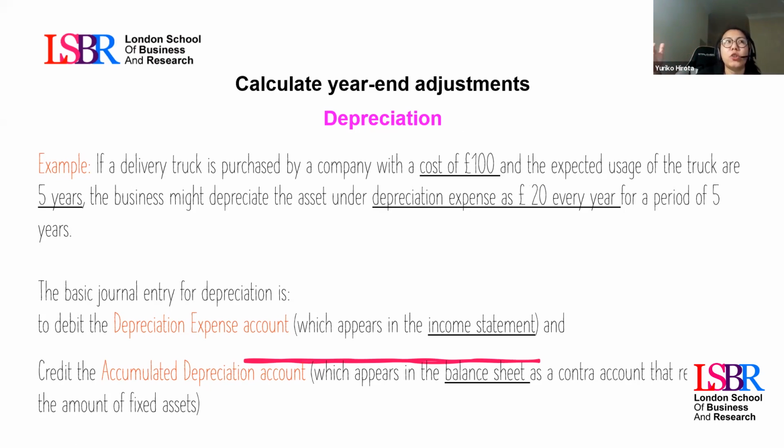And if we sell the truck in year number three and we receive 30 pounds for it, we will have a loss, because in our financial statement the value of the truck is 40, and we receive only 30. I don't know if it makes sense. Or imagine if in the third year we receive 50 pounds instead of 30.